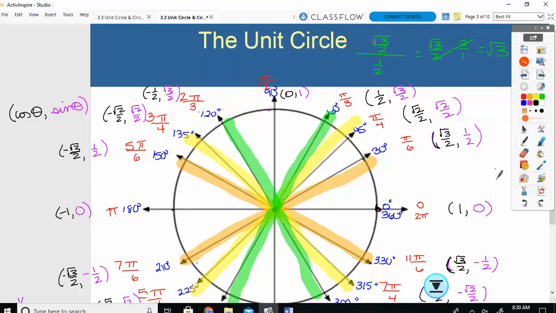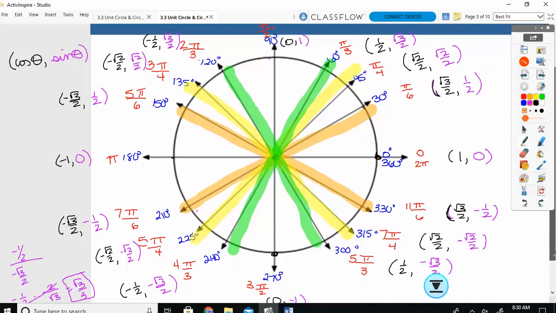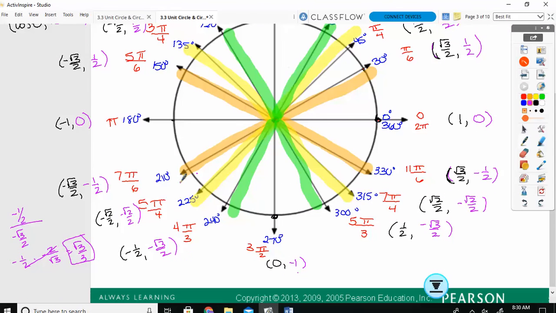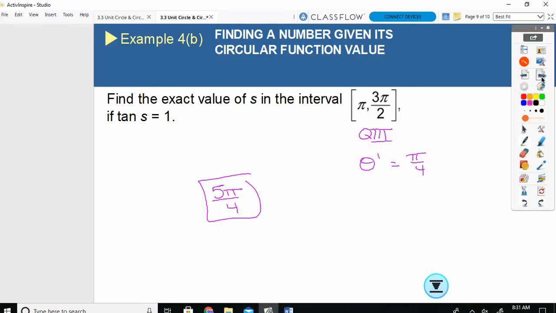We could have just looked at the circle to help with that as well. We're in quadrant 3. If tangent, y divided by x, is 1, then we're looking for when x and y are the same value. And we can see that's right here at 5 pi over 4. Is that okay?